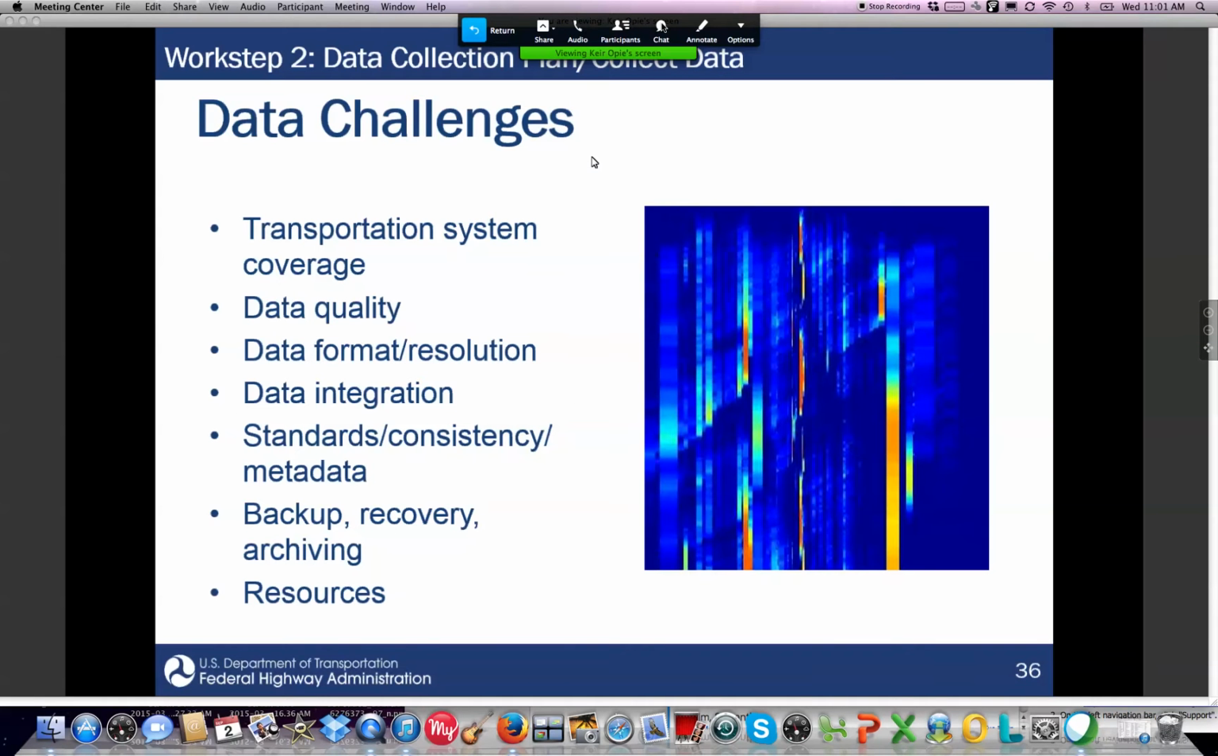So there are certainly data challenges out there, and these have not been solved anywhere yet, really. These are all continuing challenges. We're getting more and more towards solving some of these as we move more into the big data environment, but there are still lots of challenges out there that we have to face. One of the critical ones is actually just looking at the system coverage.